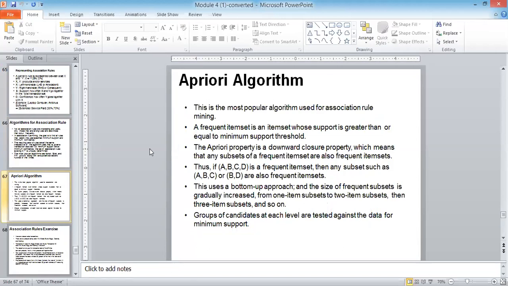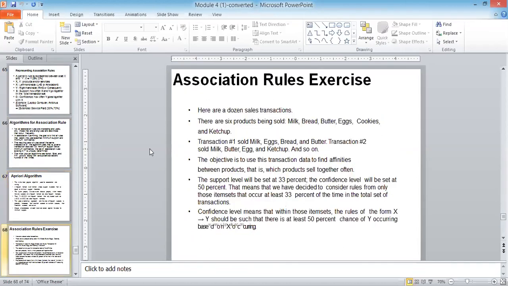We are going to group the candidates, and in the second stage we are going to group the candidates again. We are going to take some solved problems. Kindly concentrate, because I'm going to give you one more problem to solve. This is how the Apriori algorithm works.